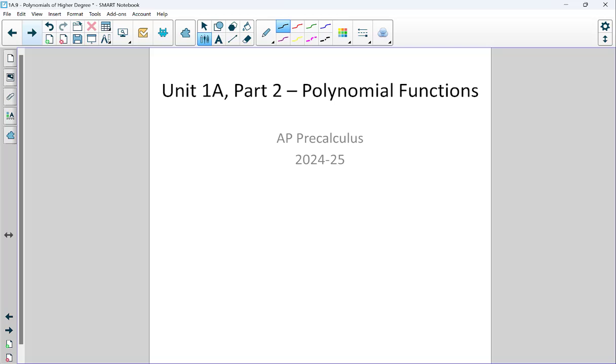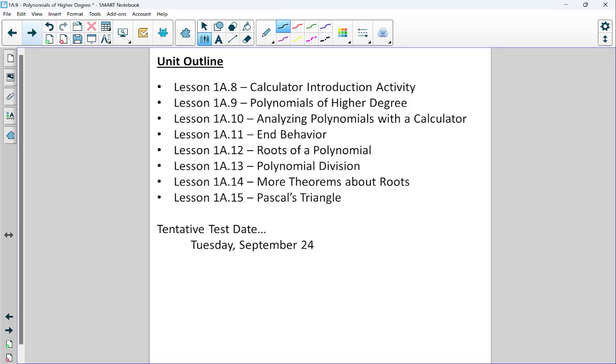Unit 1A, Part 2, Polynomial Functions. So this is the second half of the first half of Unit 1, which is polynomial and rational functions. In the first half of Unit 1, Part A, we focused on prerequisite skills like factoring and graph analysis. In the second half of Unit 1, Part A, we're going to focus on polynomials and behavior of polynomials.